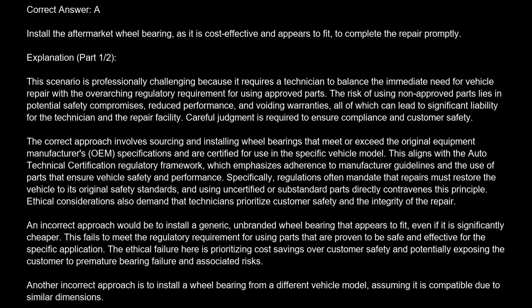The correct answer is A. Install the aftermarket wheel bearing, as it is cost-effective and appears to fit, to complete the repair promptly.